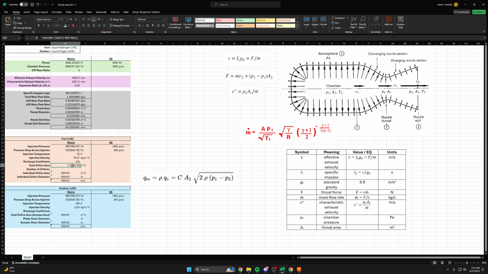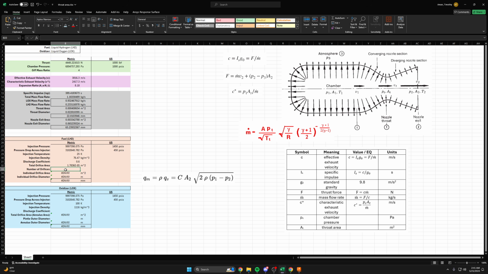All I did here was plug in the formula. You can ignore these; this has to do with volumetric flow rate, but we're dealing with mass flow rate. So mass flow rate equals discharge coefficient times the total orifice area times the square root of 2 times density times delta P, the change in pressure. If you divide out the discharge coefficient and the square root, you can find this total orifice area, which is what we found here. And then you may want to split that orifice area up into some discrete number of holes.